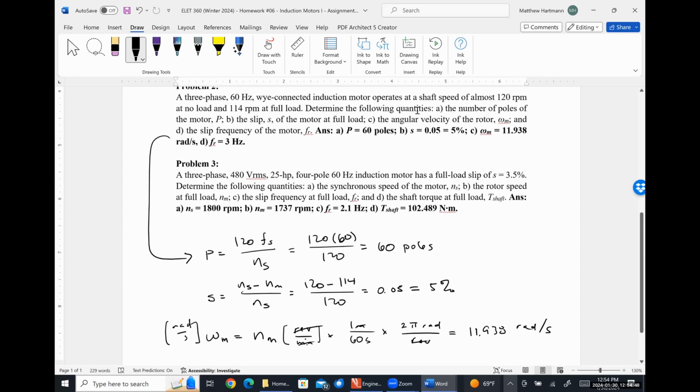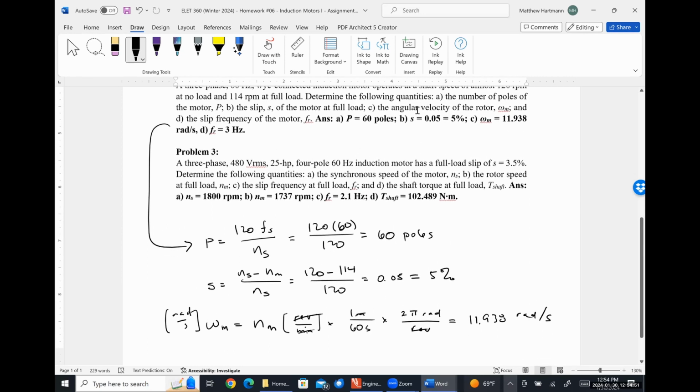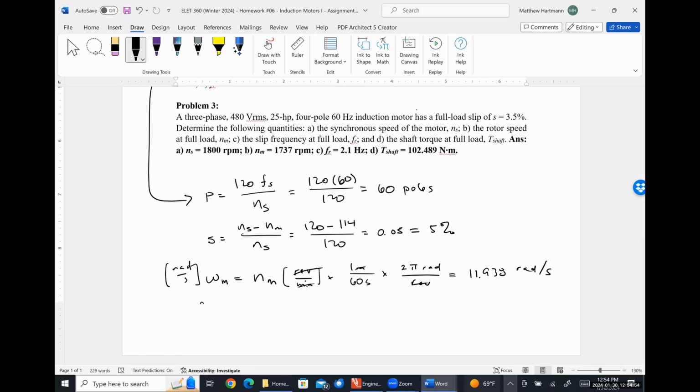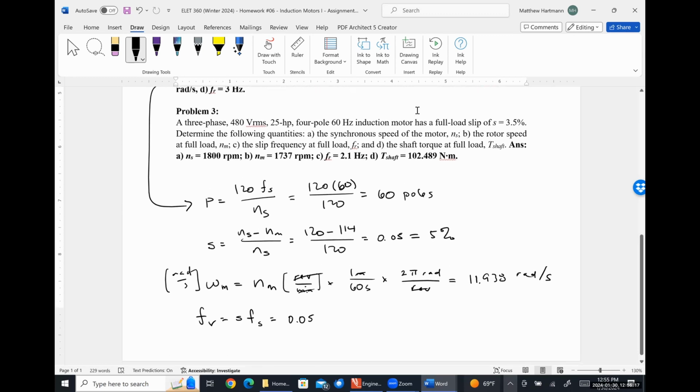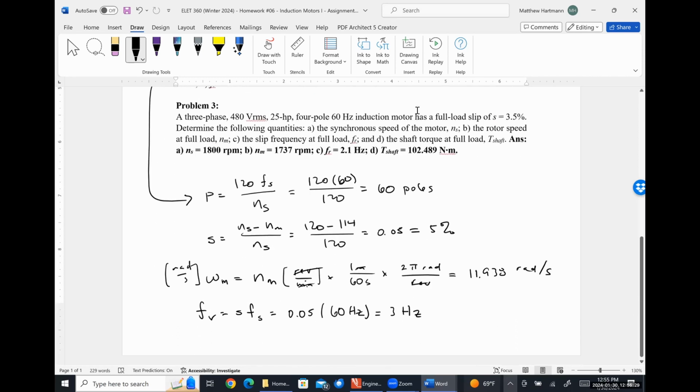For part D, we're trying to find the slip frequency of the motor. So that slip frequency FR is just S times FS. So that is 0.05, oh, times 60 hertz. So 1/20 of 60 hertz should be 3 hertz. So problem 2, pretty darn straightforward.